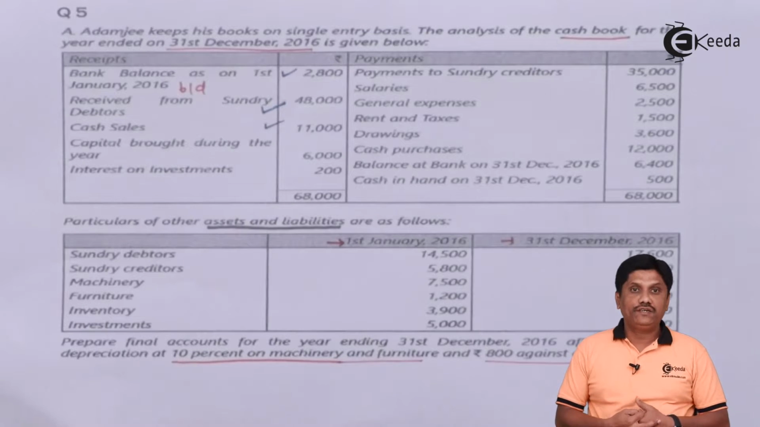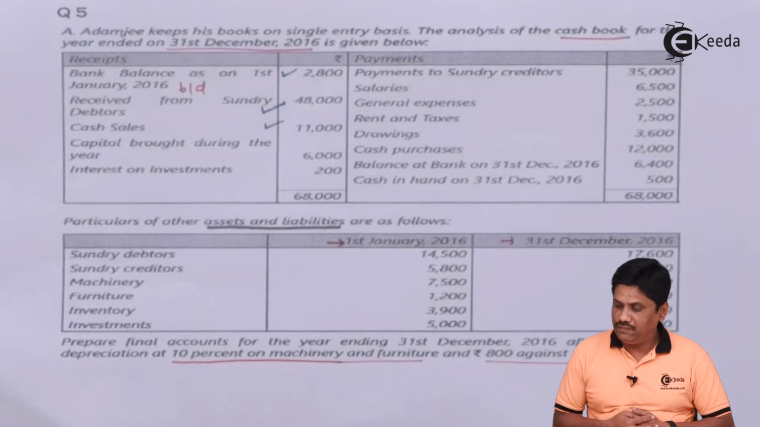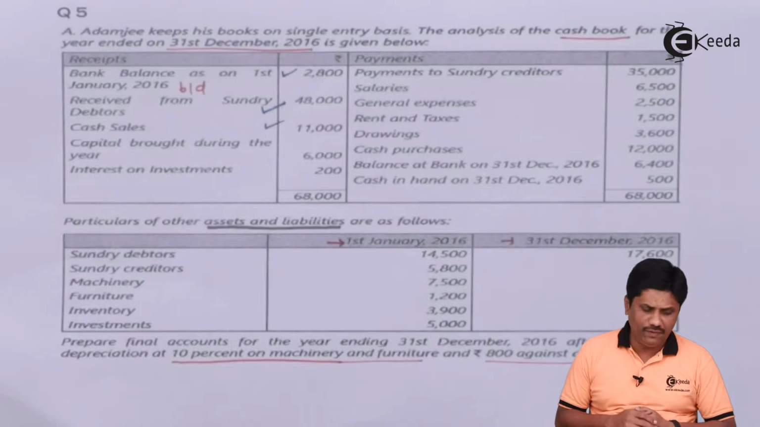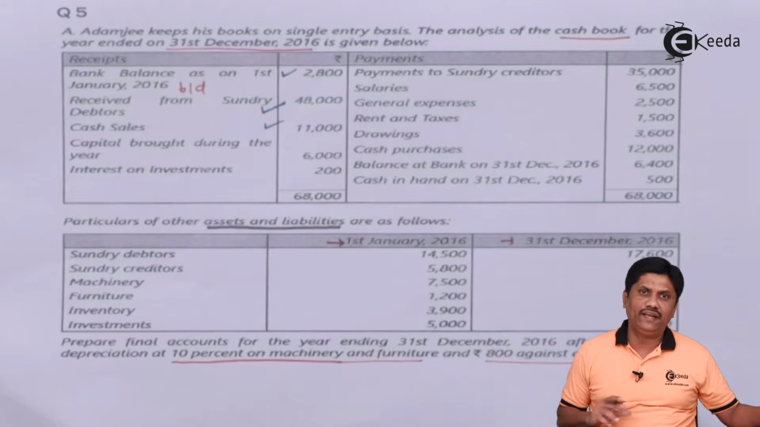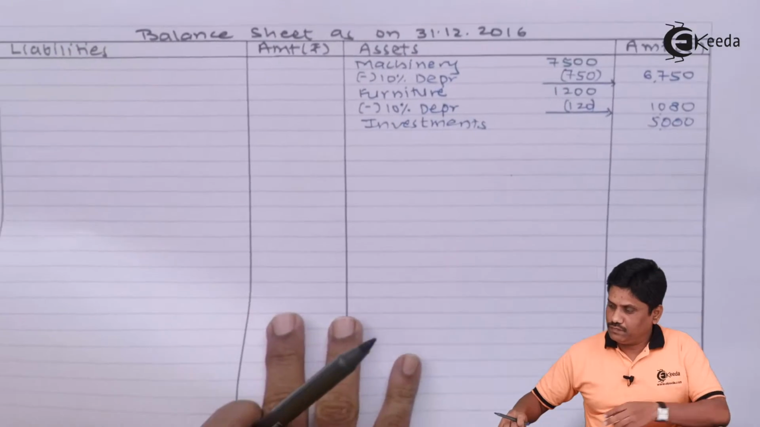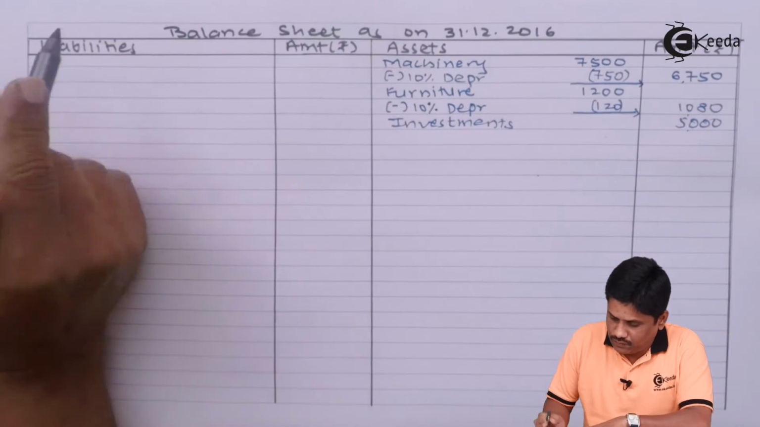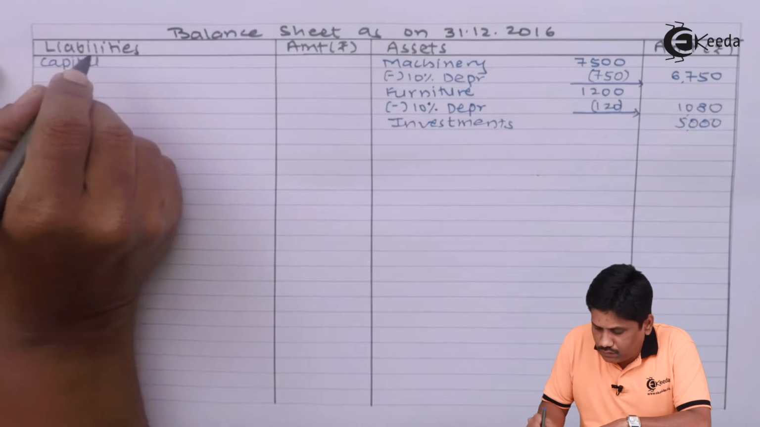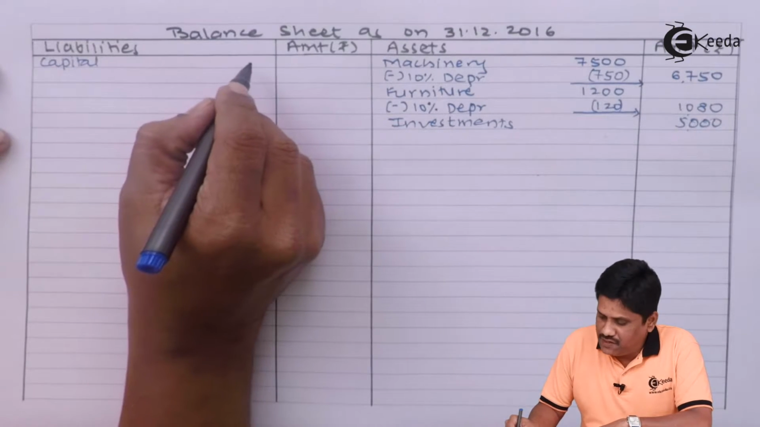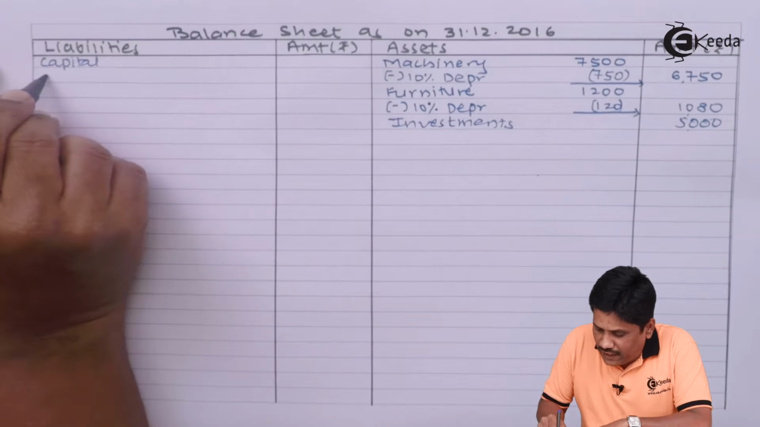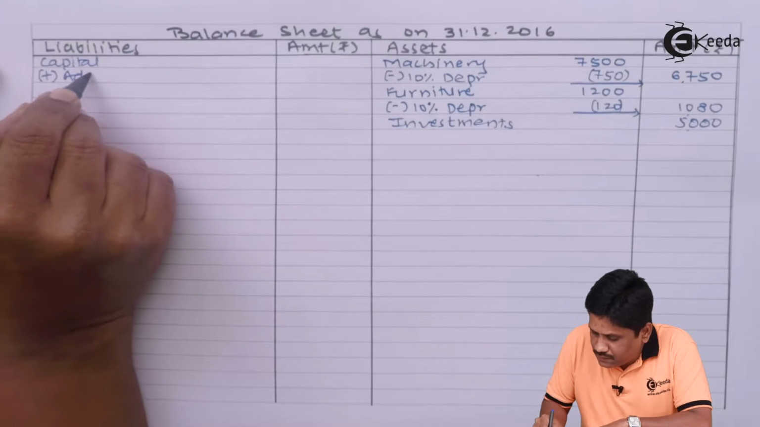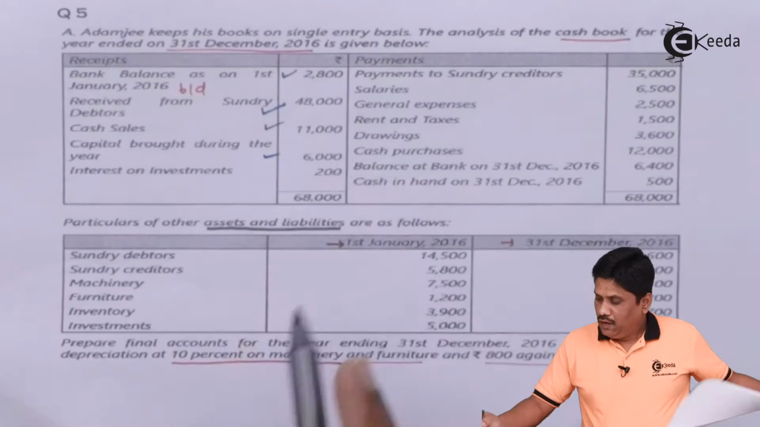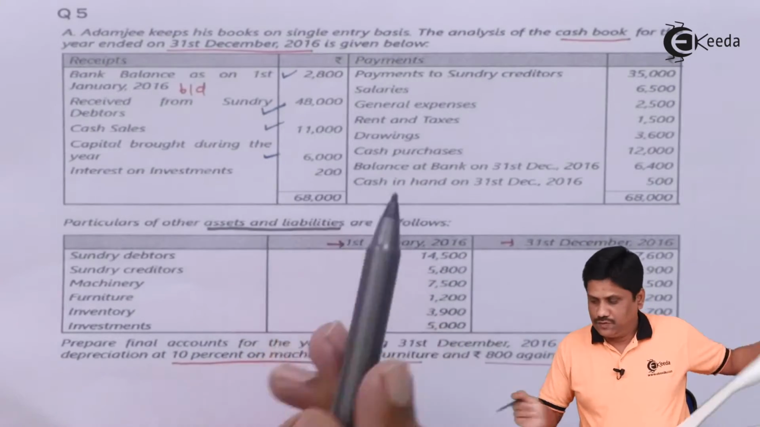Capital brought during the year. During the year, you have brought some capital that will be either credited to the capital account or directly added to the capital in the balance sheet. Either will be fine. So I'm writing it in the balance sheet directly. I need to write the opening balance here, so I am leaving that line. To that, I will write additional capital. Additional capital, they have given you 6,000.